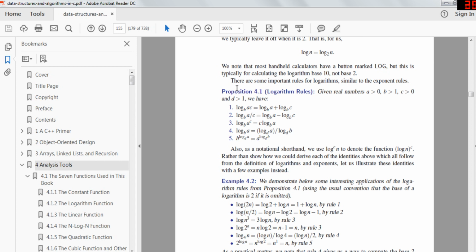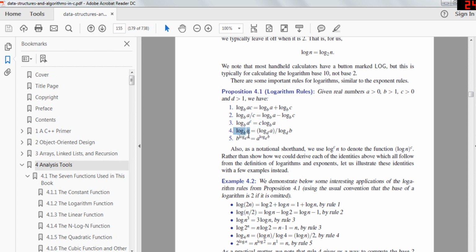Alright, so here are some rules for log functions. If a is greater than 0, b is greater than 1, c is greater than 0, and d is greater than 1: when you have log base b of a times c, you can add the logs separately. When you have log base b of a divided by c, you can subtract them separately. If you have log base b of a to the c power, you can take the power and put it in front of log base b.